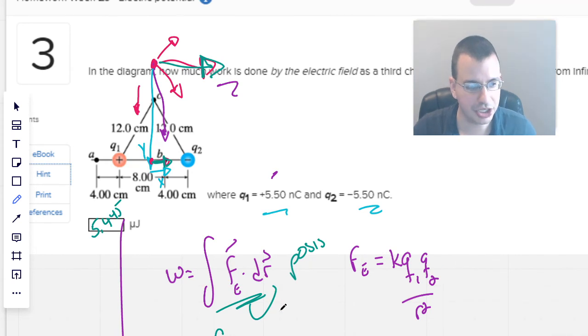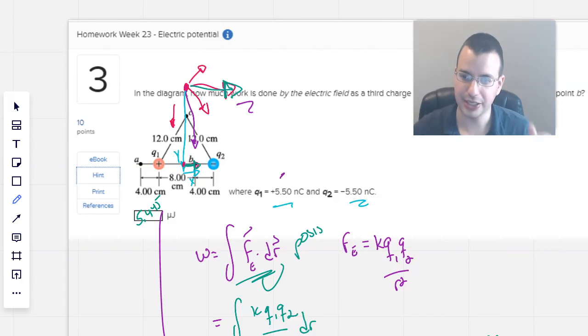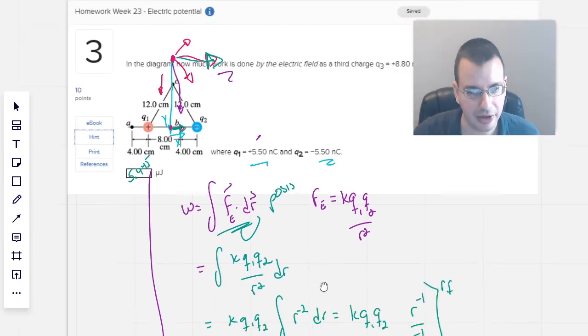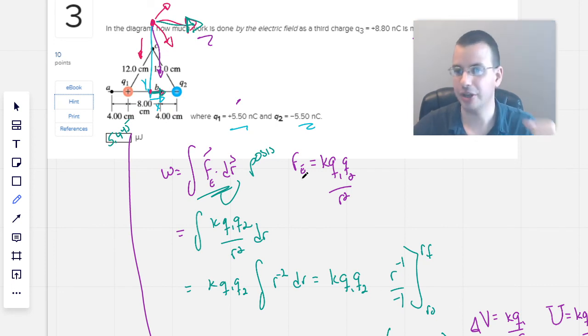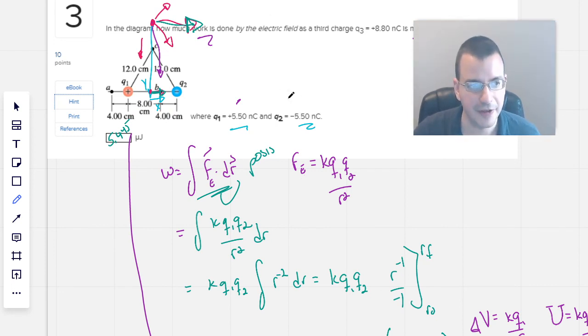Not too hard of a question, and there are ways to simplify this, but I think having an understanding of what I did here really helps when problems get a little more confusing, when you're dealing with not just point charges, but various shapes.